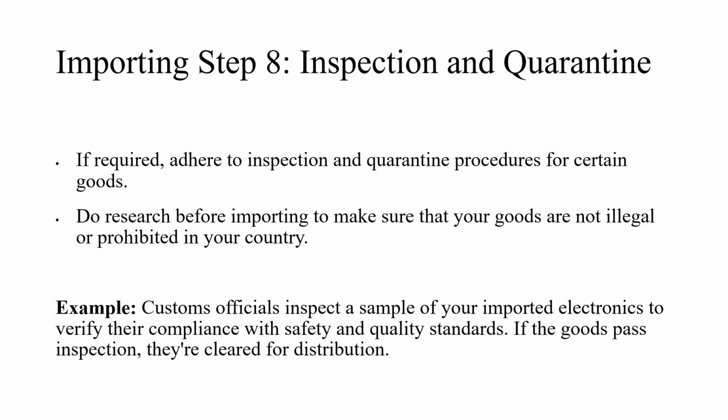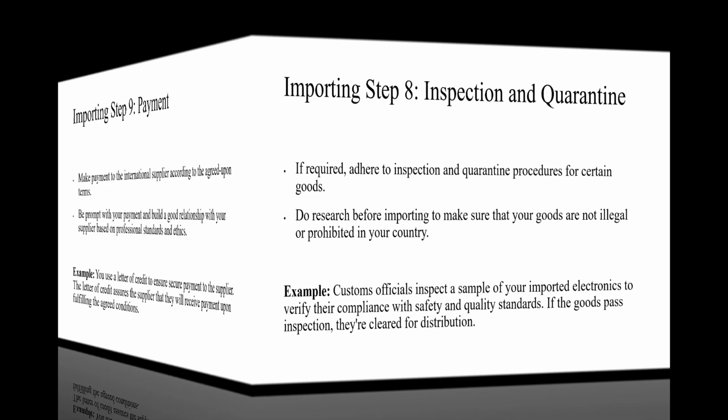Importing Step 8. Inspection and quarantine. If required, adhere to inspection and quarantine procedures for certain goods. Do research before importing to make sure that your goods are not illegal or prohibited in your country. Example: customs officials inspect a sample of your imported electronics to verify their compliance with safety and quality standards. If the goods pass inspection, they're cleared for distribution.